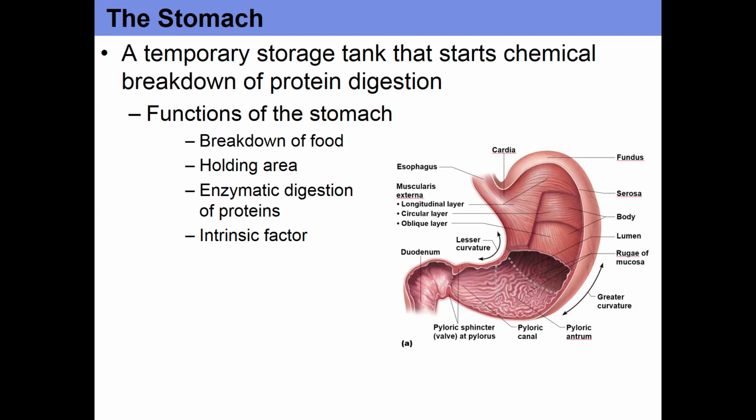All right, enzymatic digestion of proteins, talked about that. And then intrinsic factor. Intrinsic factor is secreted by the stomach, and the reason that it's important is it is necessary for the absorption of B12 in the small intestine. So the stomach makes intrinsic factor, and once it moves into the small intestine, it aids in the absorption of B12.